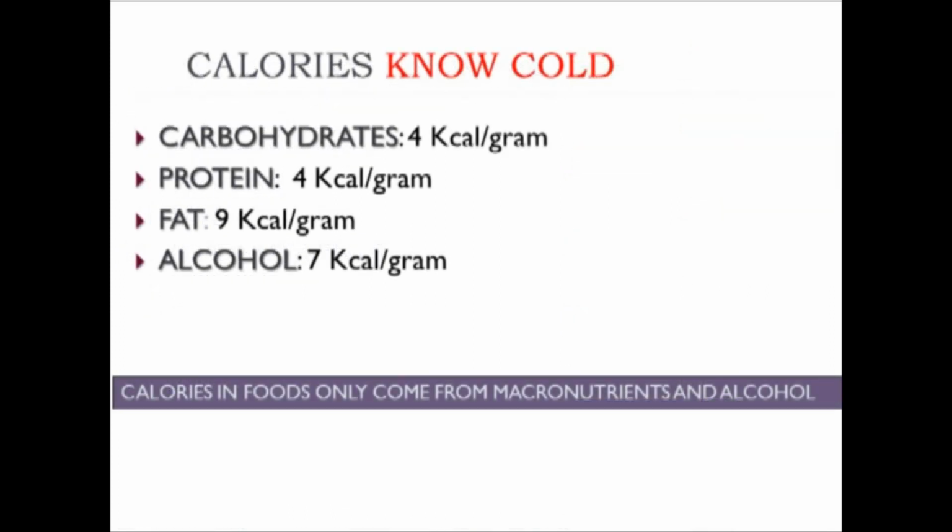Okay, so this is a concept that needs to be known cold. It means that you need to memorize these values so that you can do the appropriate calculations quite efficiently. When we talk about energy coming from carbohydrates, we really mean 4 calories per gram of carbohydrate. So 1 gram of carbohydrate equals 4 kilocalories. 1 gram of protein equals 4 kilocalories. 1 gram of fat, 9 kilocalories. And 1 gram of alcohol, 7 kilocalories. So calories only come from the macronutrients and from alcohol.